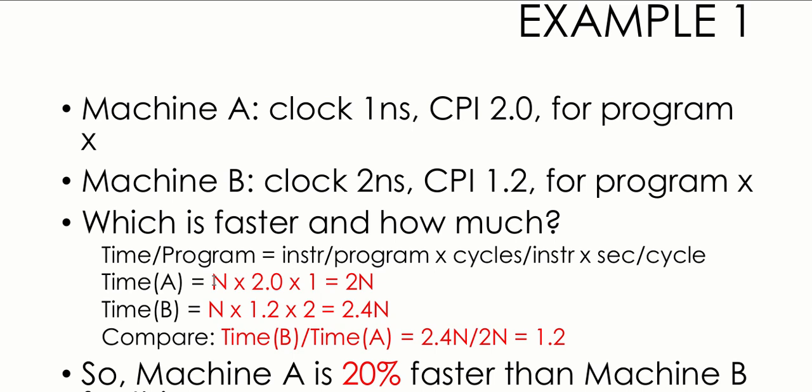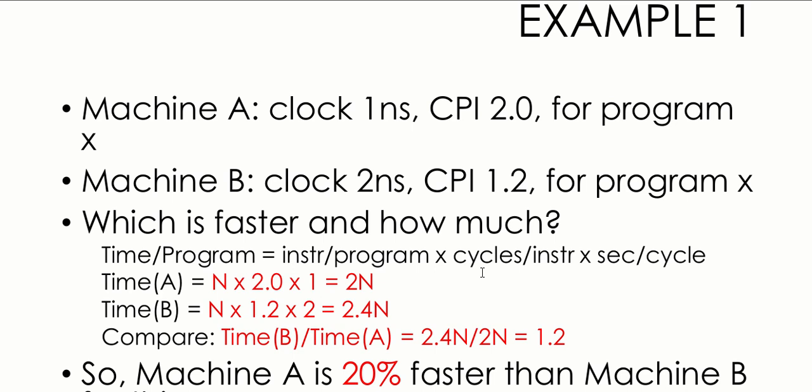Now, in calculating the time for A, you realize that there is this formula. Time is equal to what? The instructions per program times the cycles per instruction times the seconds per cycle. If you take note, this is like a chain rule, so some units will cancel out, and you get seconds per program. So it's a simple way to memorize the formula.